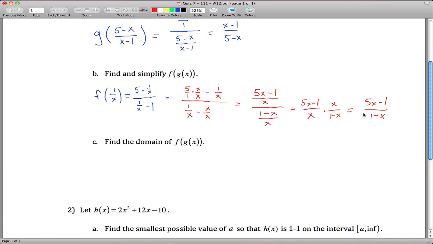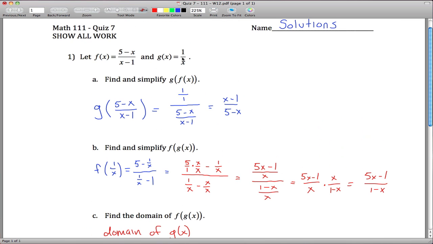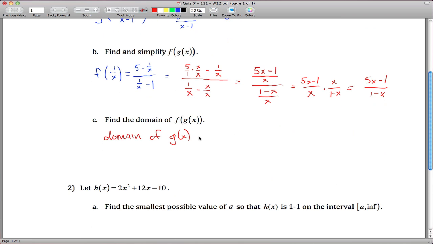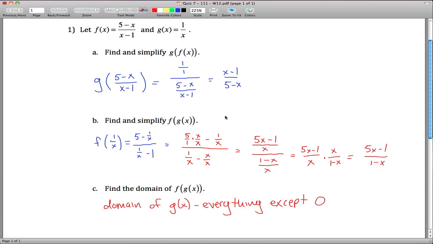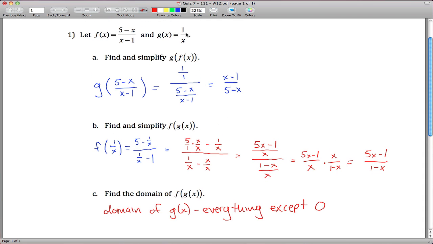Okay, find the domain of this guy that I just found. Okay, so for the domain of f of g of x, I need to first consider the domain of g of x. Let's see, g of x was 1 over x. So the domain of g of x is everything except 0. There's no square roots going on in this function. Got to make sure you don't divide by 0. The only x that'll make you divide by 0 is if x equals 0.